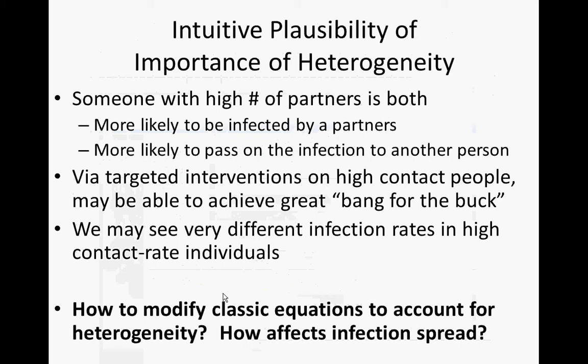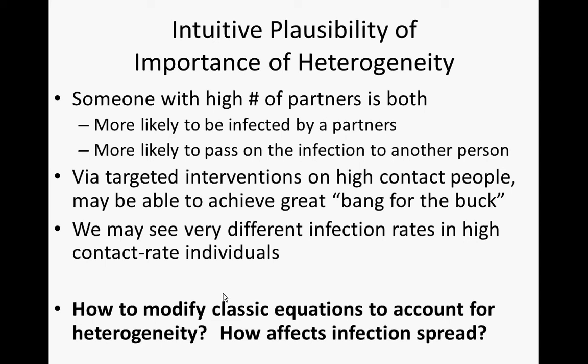The idea here is someone with a high number of partners, for example, is both more likely to be infected by a partner and more likely to pass the infection on to another partner if infected. So they're both at greater risk of getting infected and have more influence if they do get infected. Because of this, they have a disproportionate impact on the spread of infection. And if you can work with those individuals, for example, in an infection spread context, you can get really great bang for the buck. These are the folks that can be the tail that wags the dog. These are the folks that can disproportionately change the course of infection.